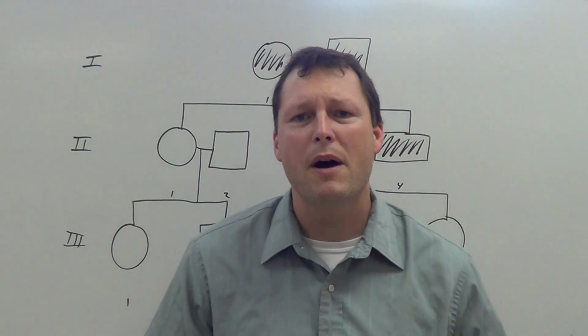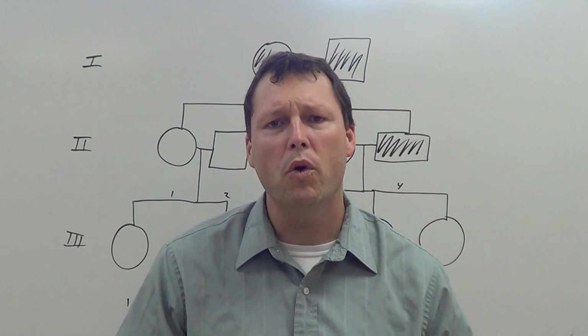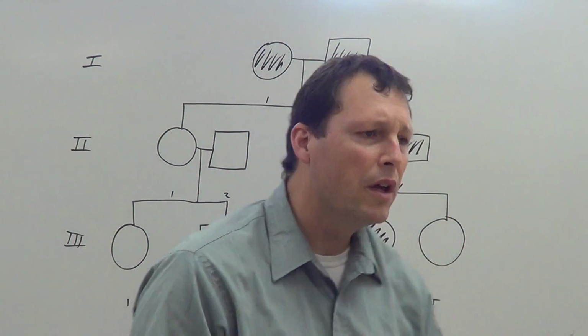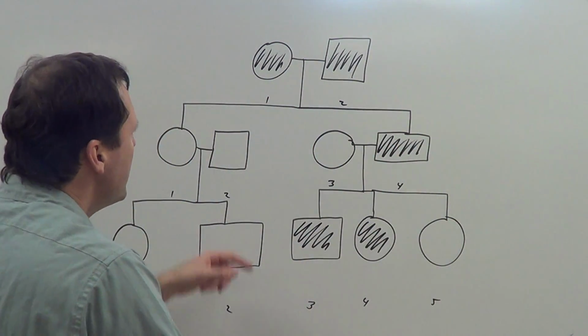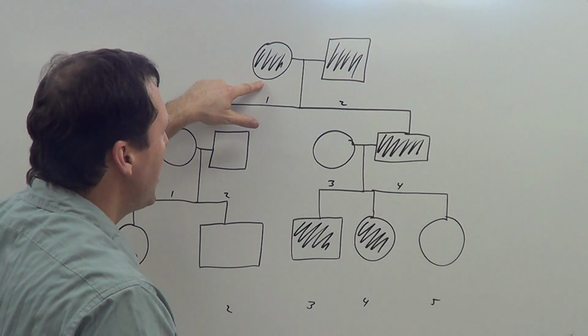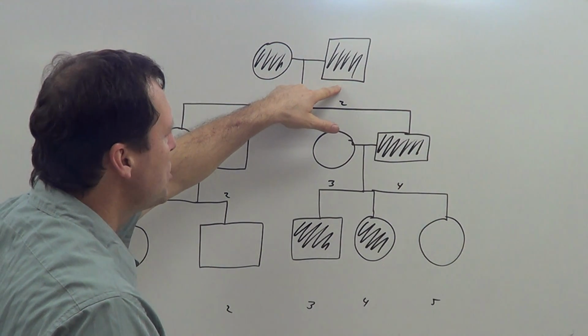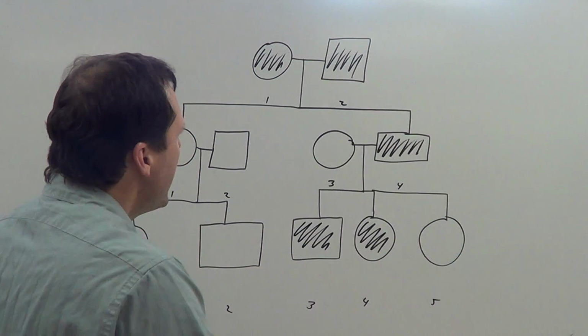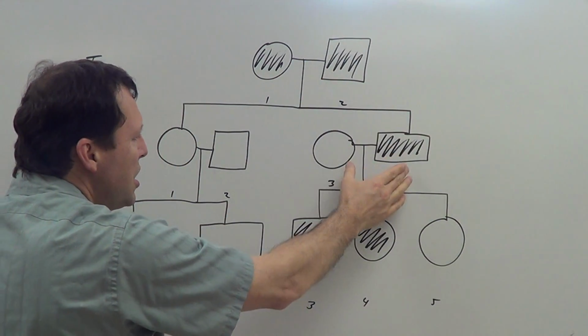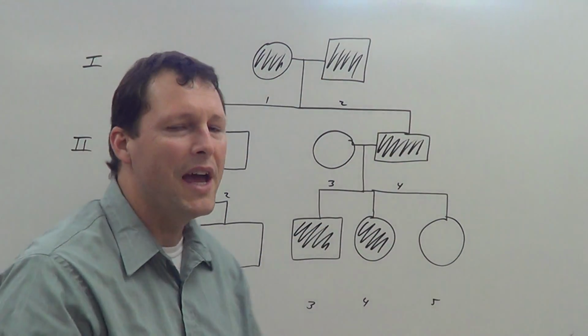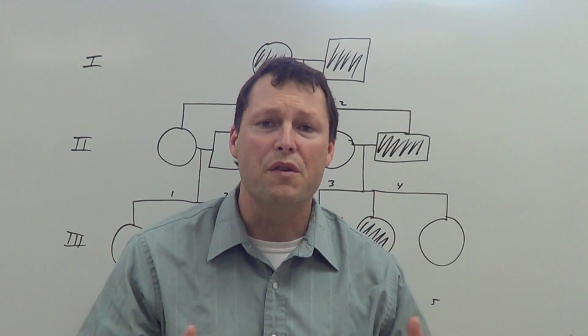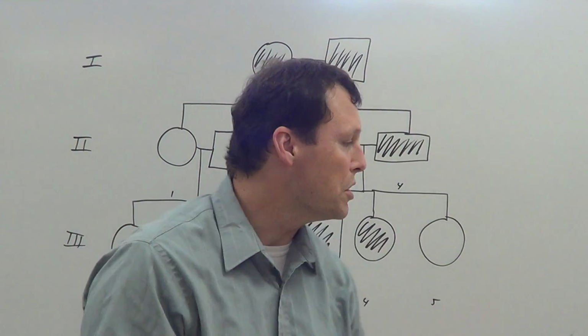Today we're going to be talking about autosomal dominant traits, but before we do that, let's take a look at the following pedigree. Circles are going to be used to indicate a female, and squares are going to be used to indicate a male. Any place you see a shaded figure means that individual is affected. They have the trait of interest.